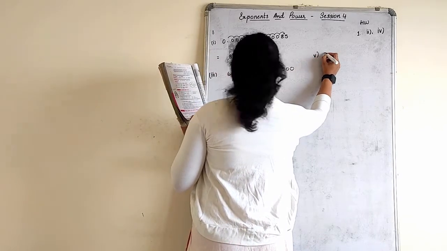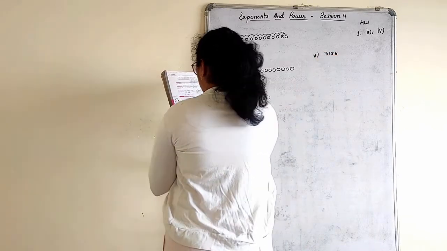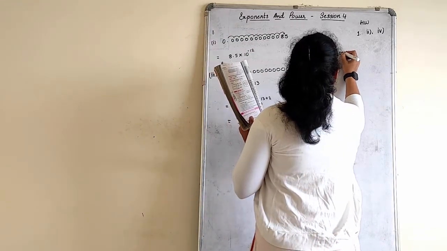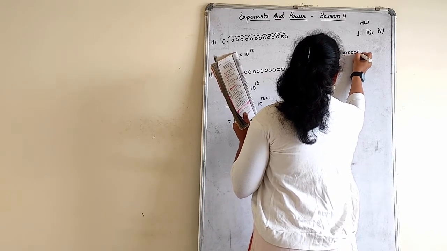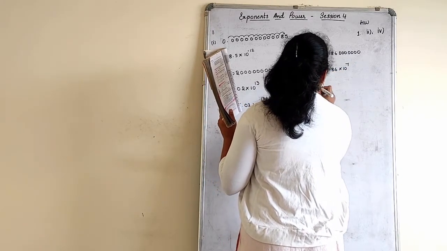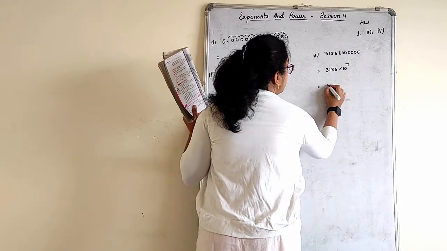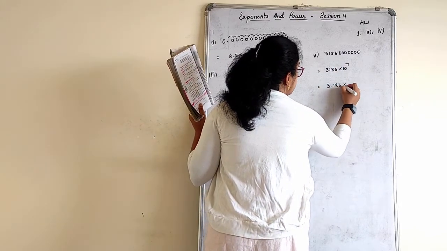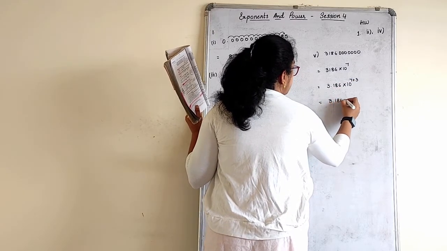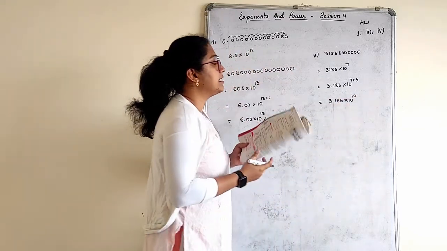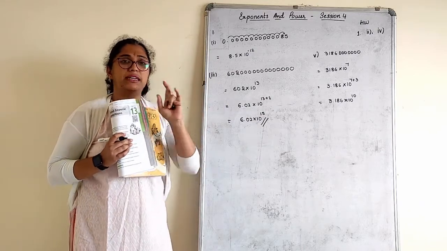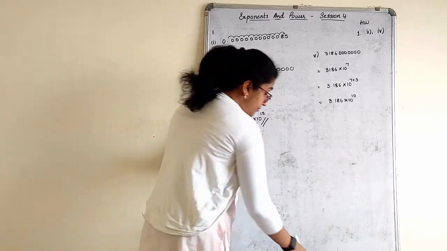Fifth one, 3186 followed by 1, 2, 3, 4, 5, 6, 7 zeros. 3186 into 10 raised to 7. Okay, 3 more places, I will take it back. 3.186 into 10 raised to 7 plus 3. 3.186 into 10 raised to 10 is the answer. You can't write 31.86 also. In standard form, the decimal should come after one number. Okay, then we complete the first one.